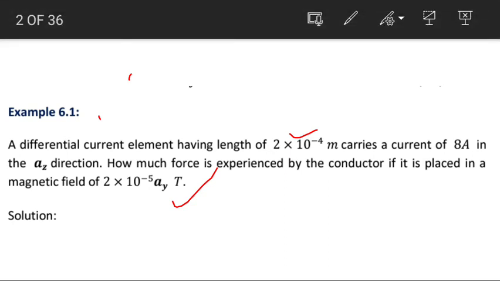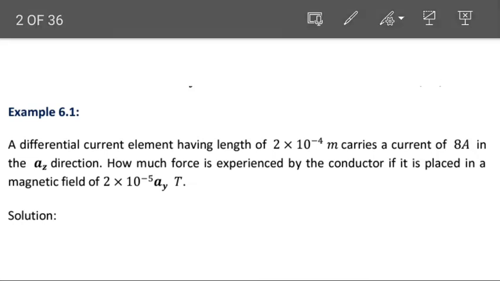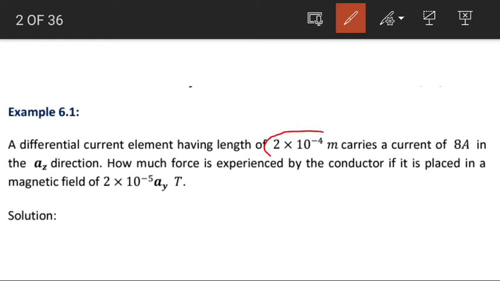If you look at the data of question number 6.1, the differential length of the current carrying conductor is given to you guys, which is 2 × 10^-4 meter. The current in the conductor is 8 ampere. This current is in the direction of the unit vector AZ. We know that the differential length vector is always in the direction of the current. So the differential length vector will be in the direction of the unit vector AZ.